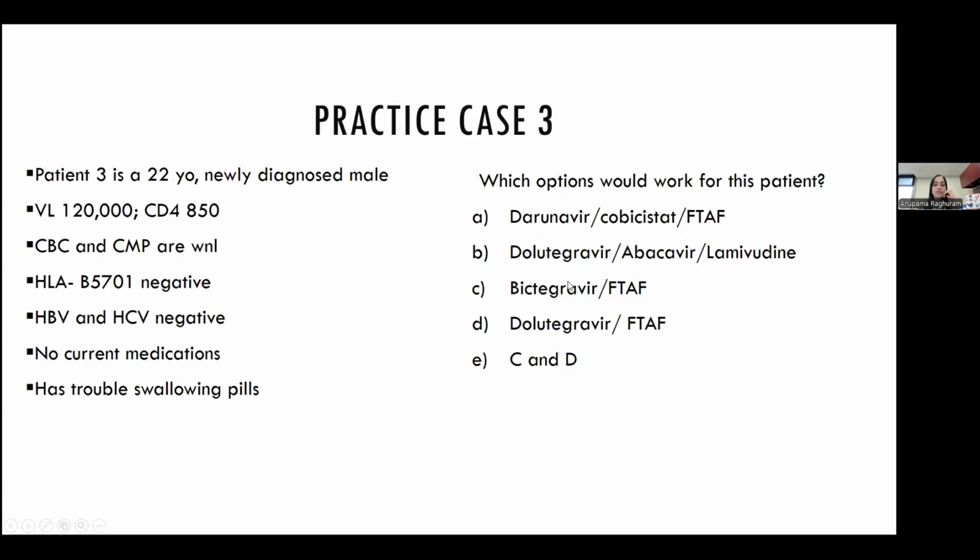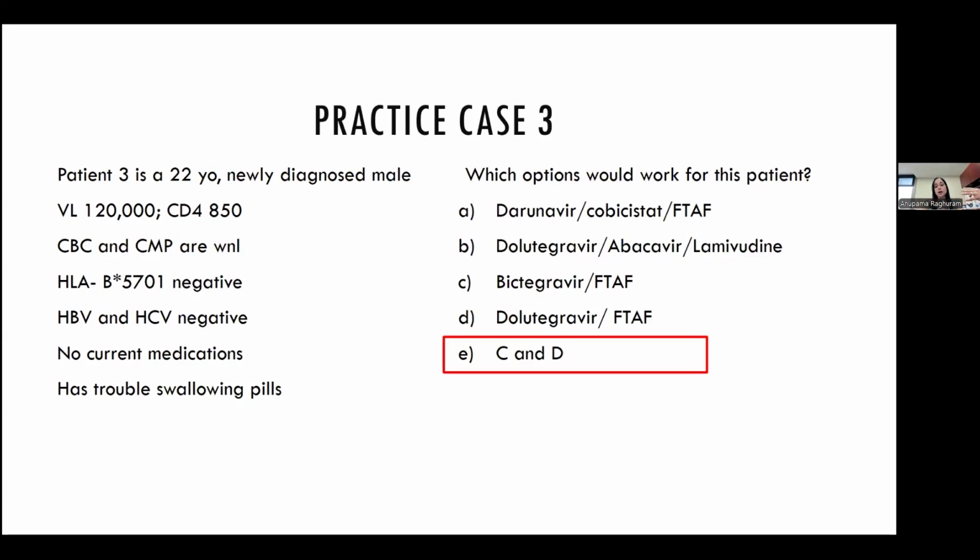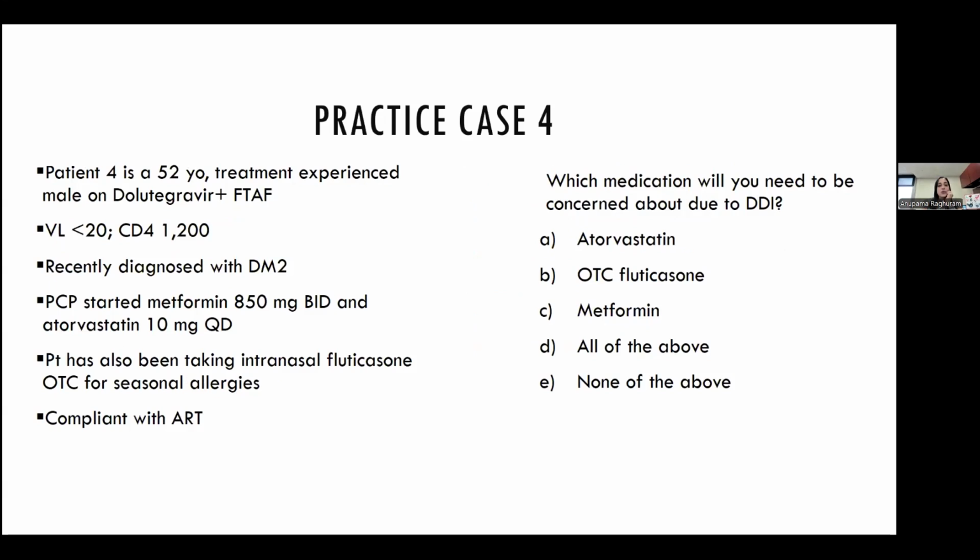So then you're left with bictegravir and FTAF, and that's a reasonably sized pill. And then dolutegravir and FTAF, they're 2 separate pills, and they are on the smaller side. So that's why for this particular patient, the option would be both C and D, because you could take 1 pill that's small or 2 little pills. So, all right, let's move on to practice case 4.